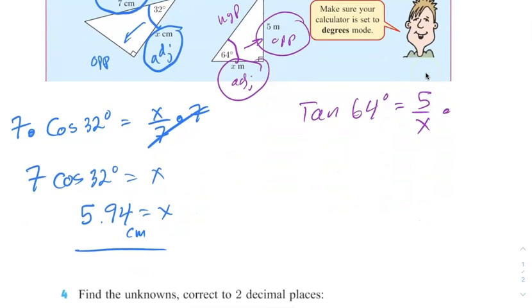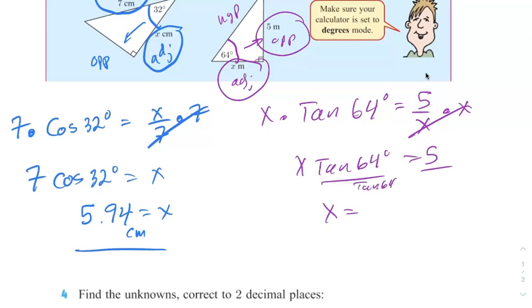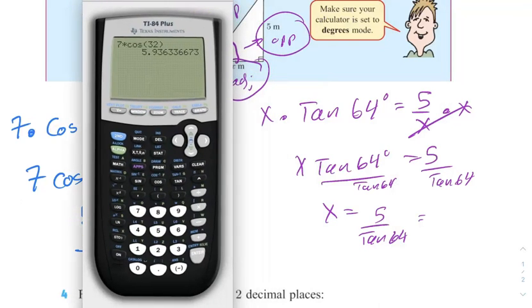I would multiply both sides by x. Cancel that out. x tan of 64 equals 5, and then we divide both sides by tan of 64. So I get 5 over tan of 64. And then again, we just use our calculator. So let's bring that back up. So 5 divided by tan of 64. So 3 sig figs, 2.44 centimeters. That's the general idea.